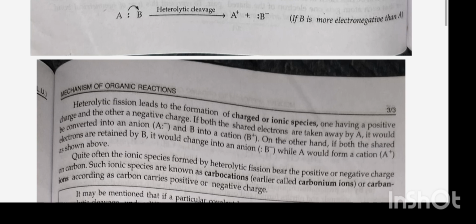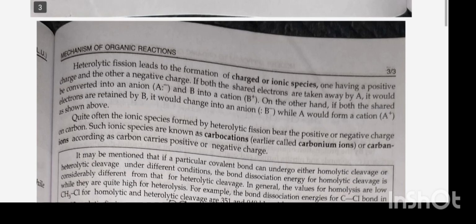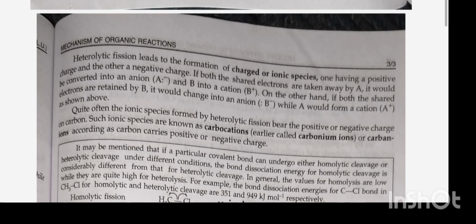Heterolytic fission leads to the formation of charged or ionic species. One has a positive charge and the other has a negative charge. If both the shared electrons are taken away by A, it would be converted into an anion and B into a cation. On the other hand, if both the shared electrons are retained by B, it would be changed into an anion while A would be formed as a cation.